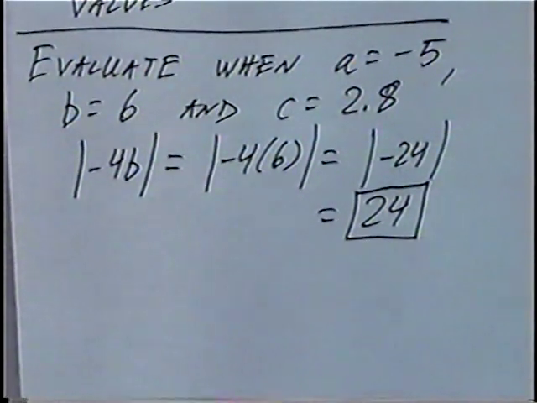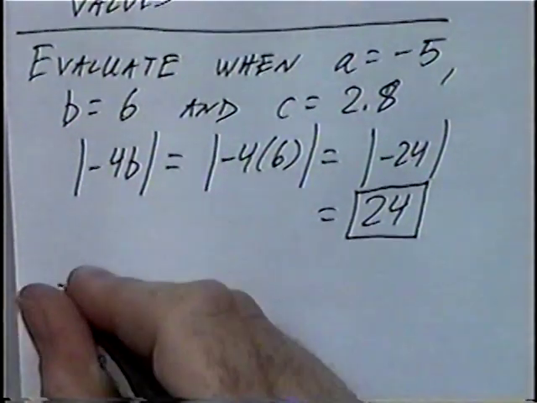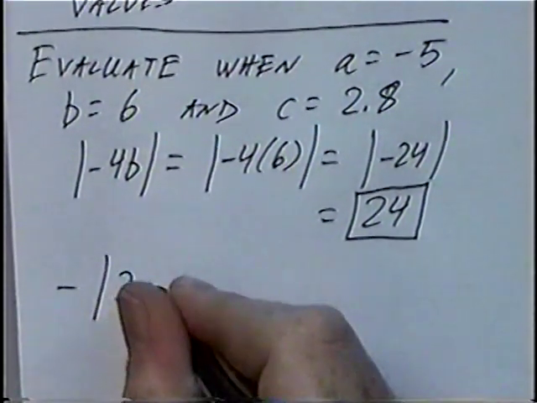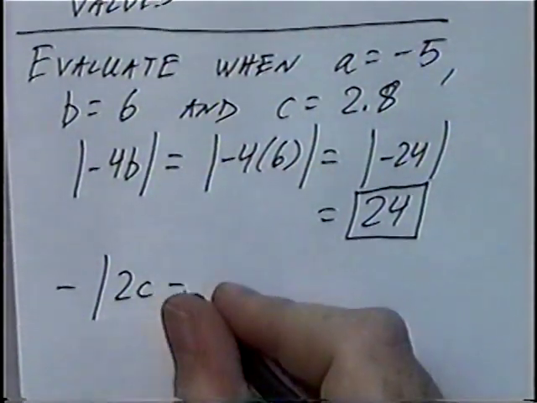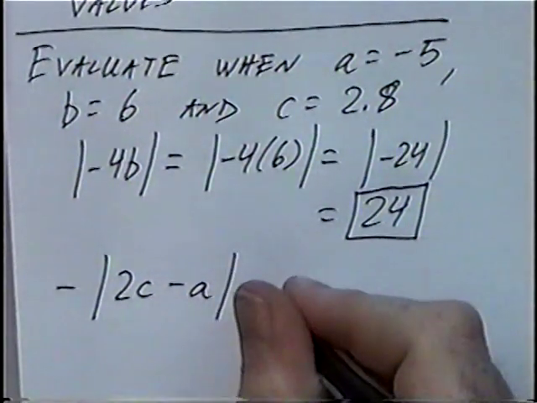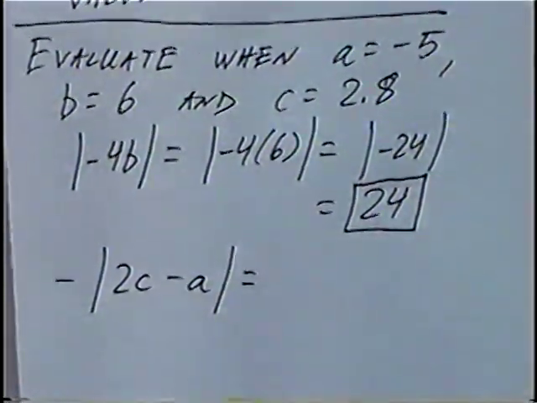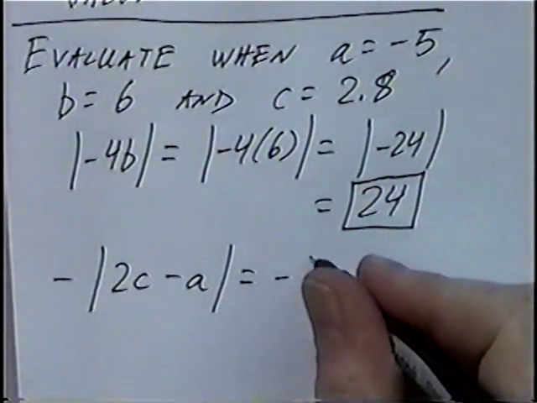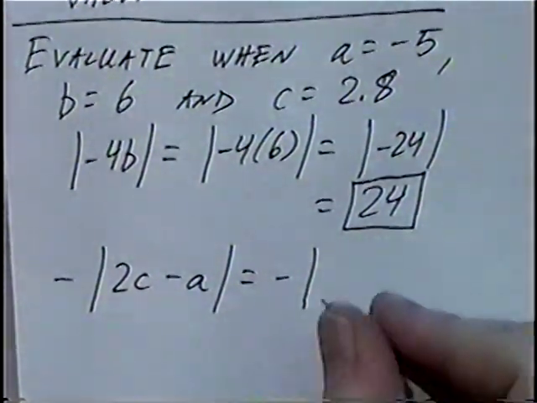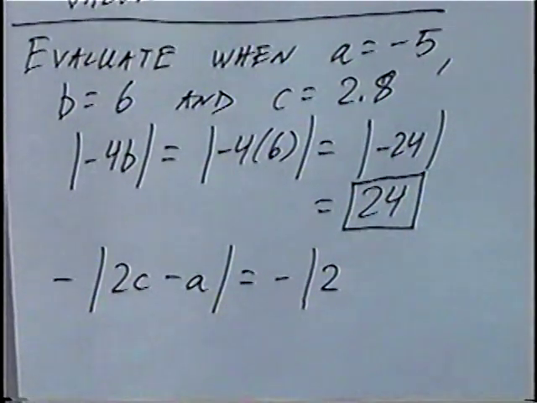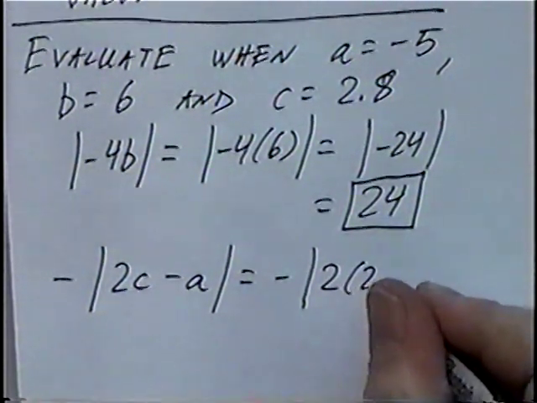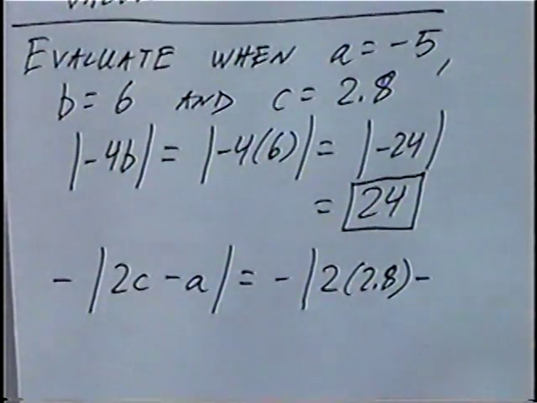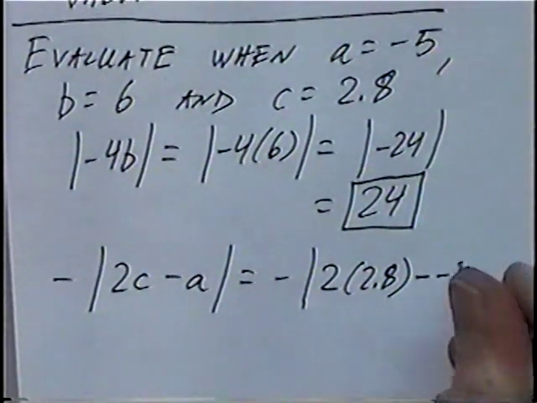Second question, and last question for the section. Negative absolute value 2c minus a. Solving this one, the negative outside the absolute value would stay the same. 2 times c, c is 2.8. And minus a is a -5.